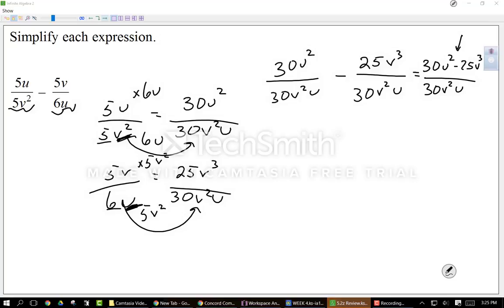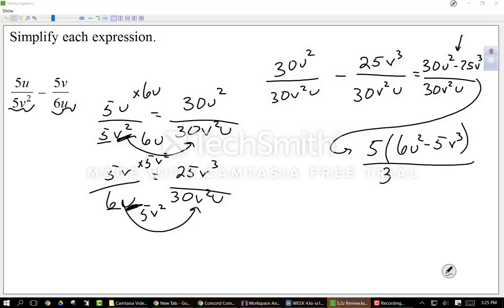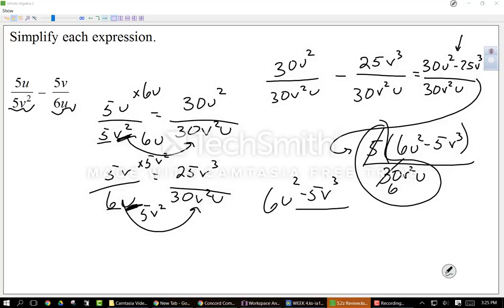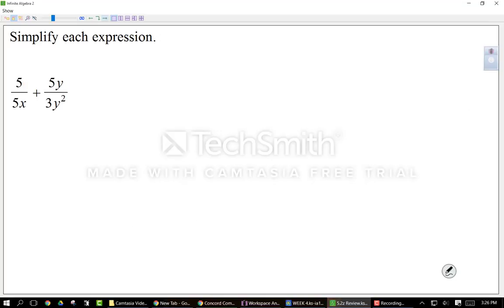But if I look up here, it's a binomial, and I can simplify it. I can divide them all by 5. So when I divide by 5, I get 5 times 6u squared minus 5v to the 3rd over 30v squared u. Monomial over monomial, I can reduce. Divide them by 5. So my answer is going to be 6u squared minus 5v to the 3rd over 6v squared u. Because my denominator is a monomial and the numerator is a binomial that cannot be factored further, I am done. This one here, again, pause the video, try it, and then press play.